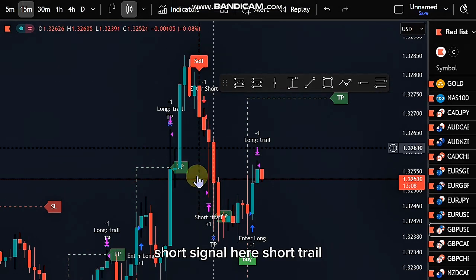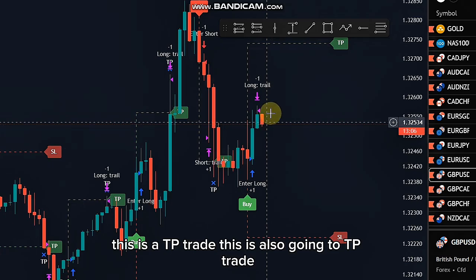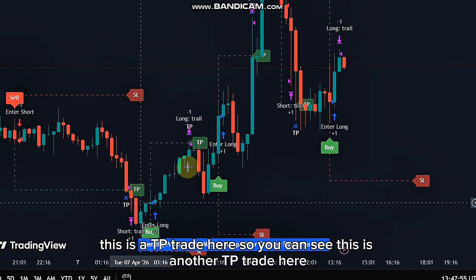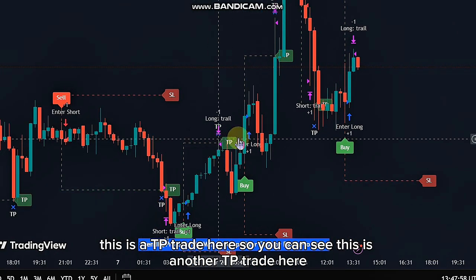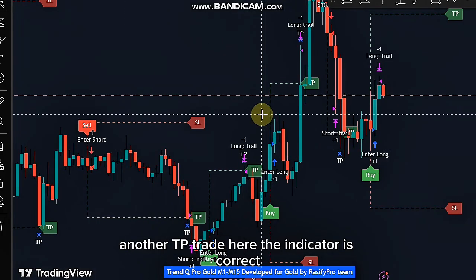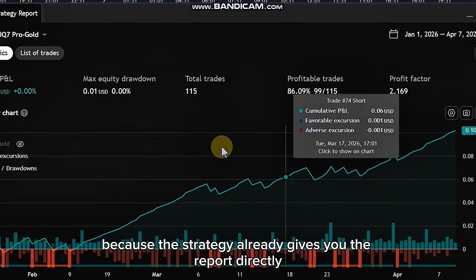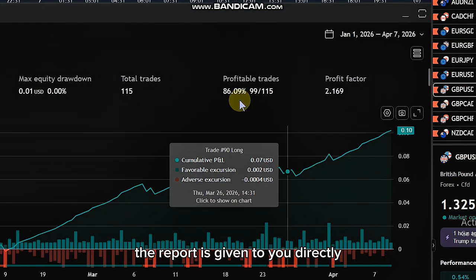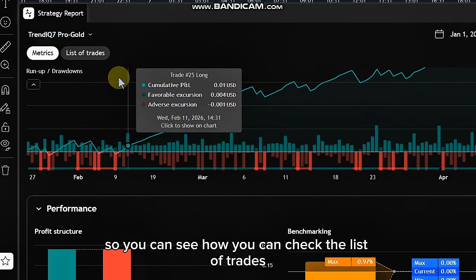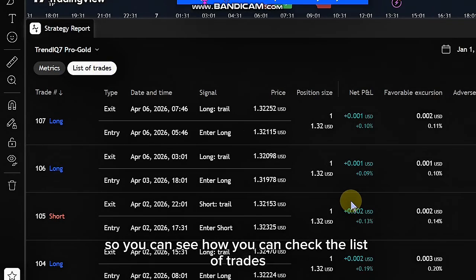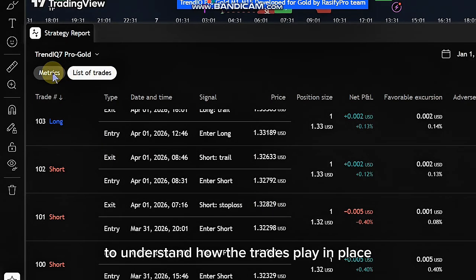Short signal here, short trade. This is a TP trade. This is also going to be a TP trade. This is a TP trade here. So you can see this is another TP trade here, another TP trade here. The indicator is correct, but follow the strategy, because the strategy already gives you the report directly. The report is given to you directly, so you can check the list of trades to understand how the trades play out.